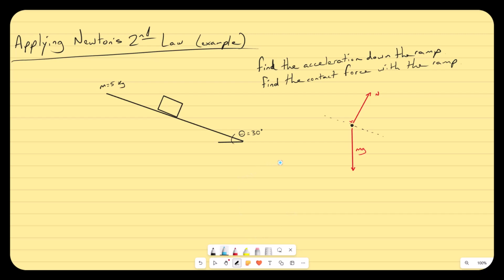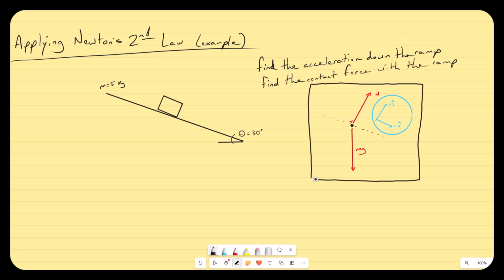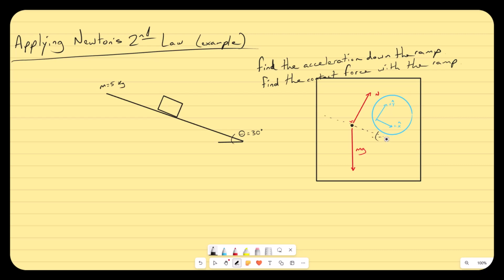That's really it. Now, my motion in this problem is going to be along the ramp, so I would like to make along the ramp be my x-axis. And then that means that this has to be my y-axis, because it's perpendicular to x. And I have a free body diagram. And I said my mass was 5 kilograms, and my angle here is 30 degrees.